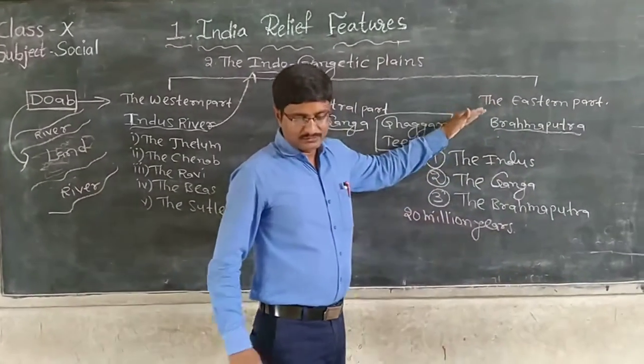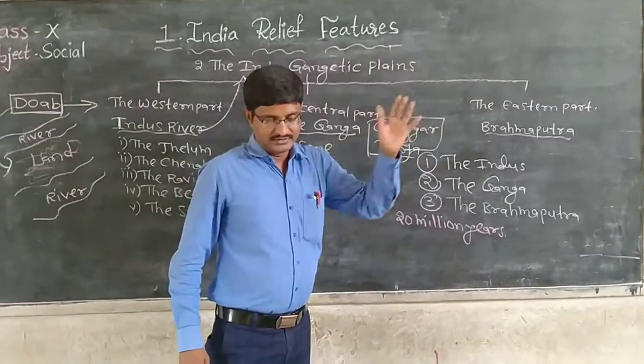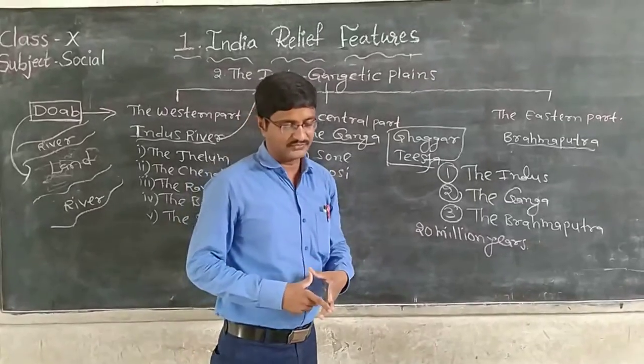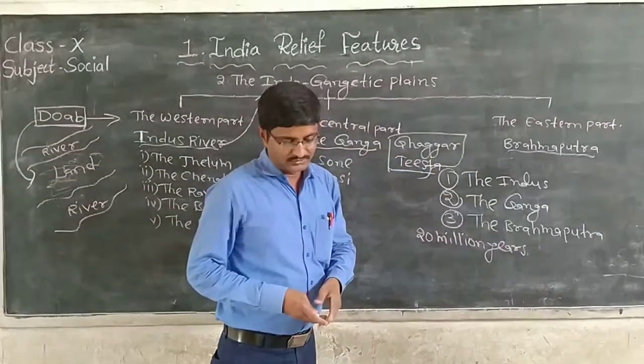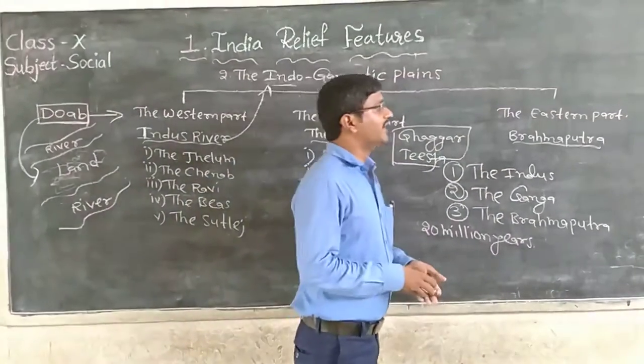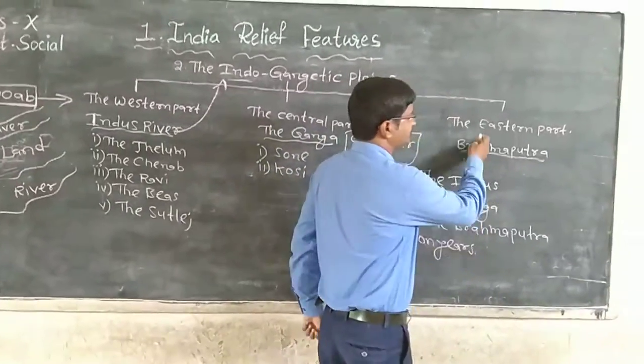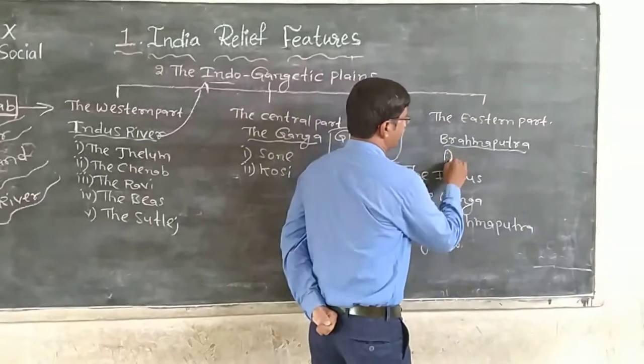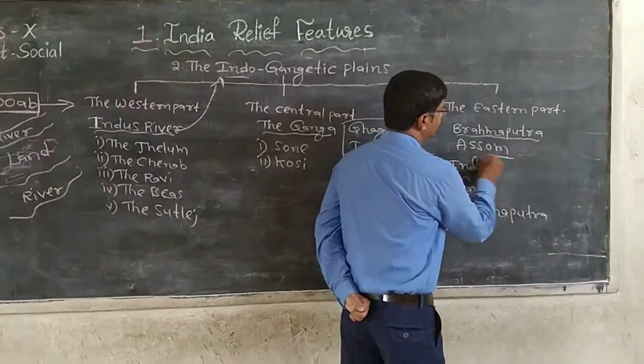So the eastern part of the plain exists mostly in the Brahmaputra valley of Assam, and the river Brahmaputra is the main reason for the formation of the Brahmaputra plain region or eastern part of the plain region. So mainly it is spread in the state of Assam.